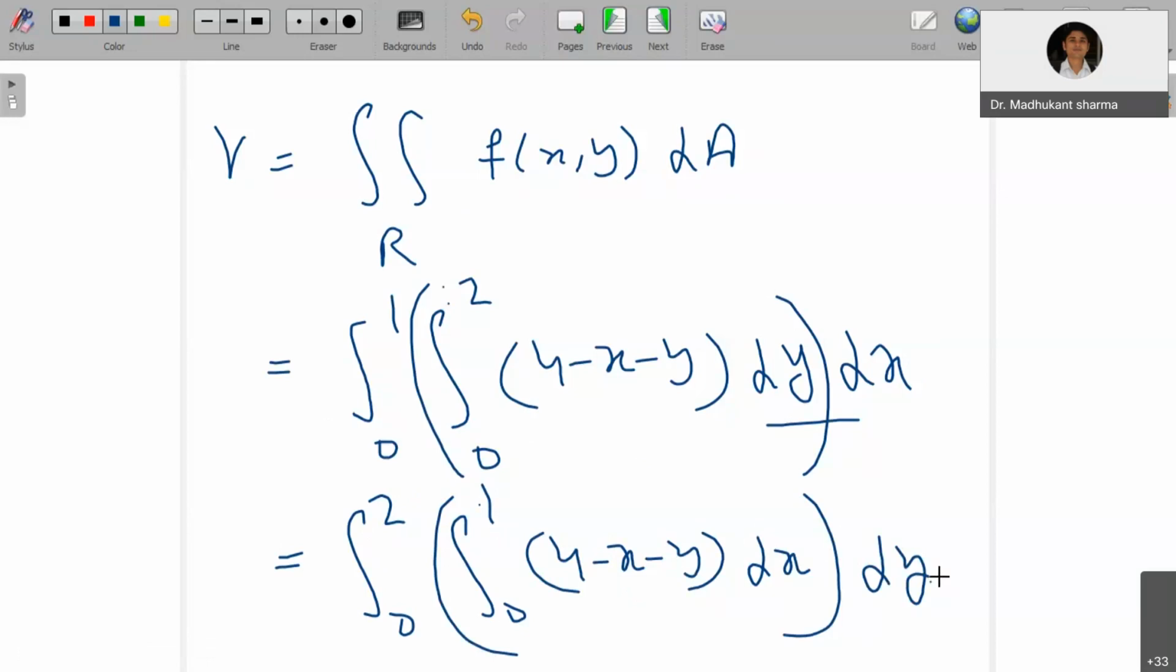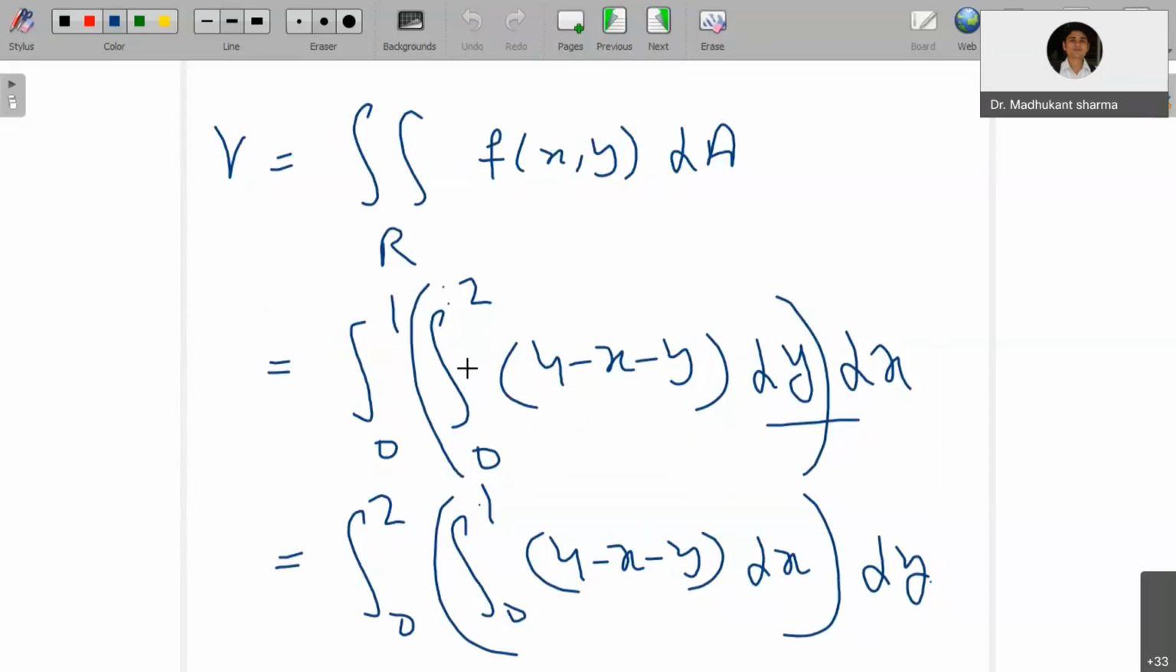Now you will ask how this change of order of integration does not affect the result. That is supported by Fubini's theorem. If we have a function which is continuous over a rectangular region R, then the order doesn't matter, meaning R has constant limits.